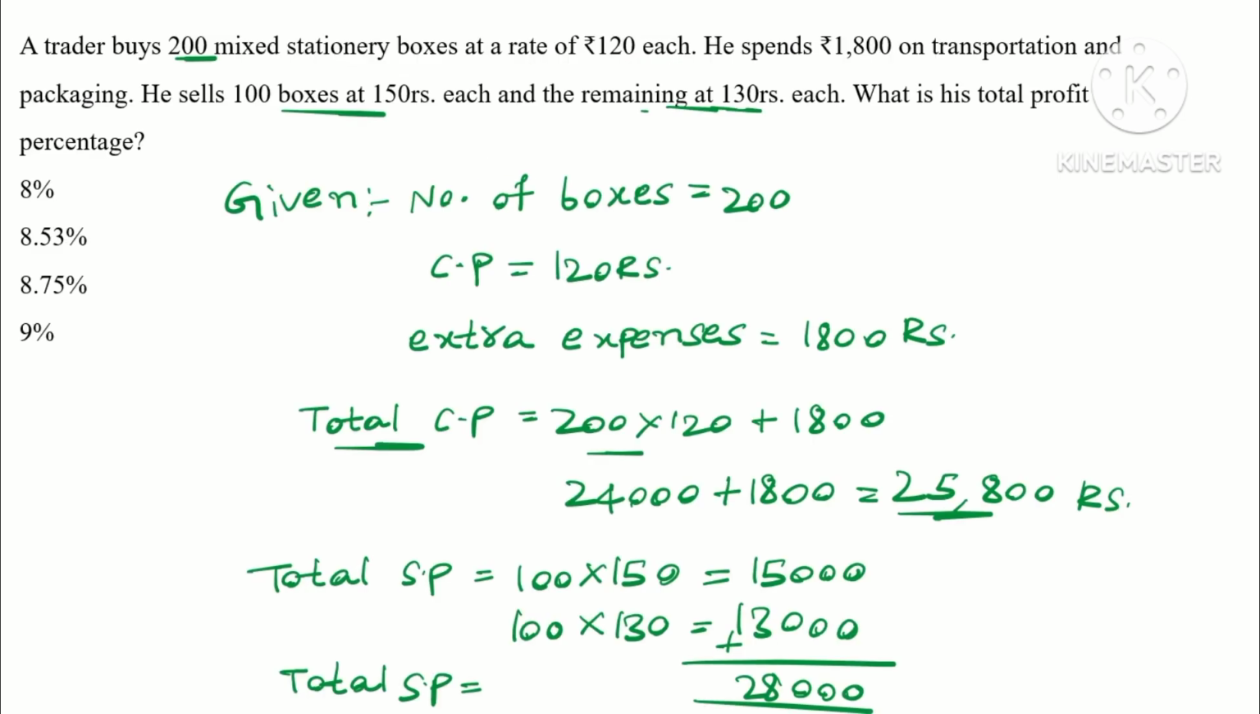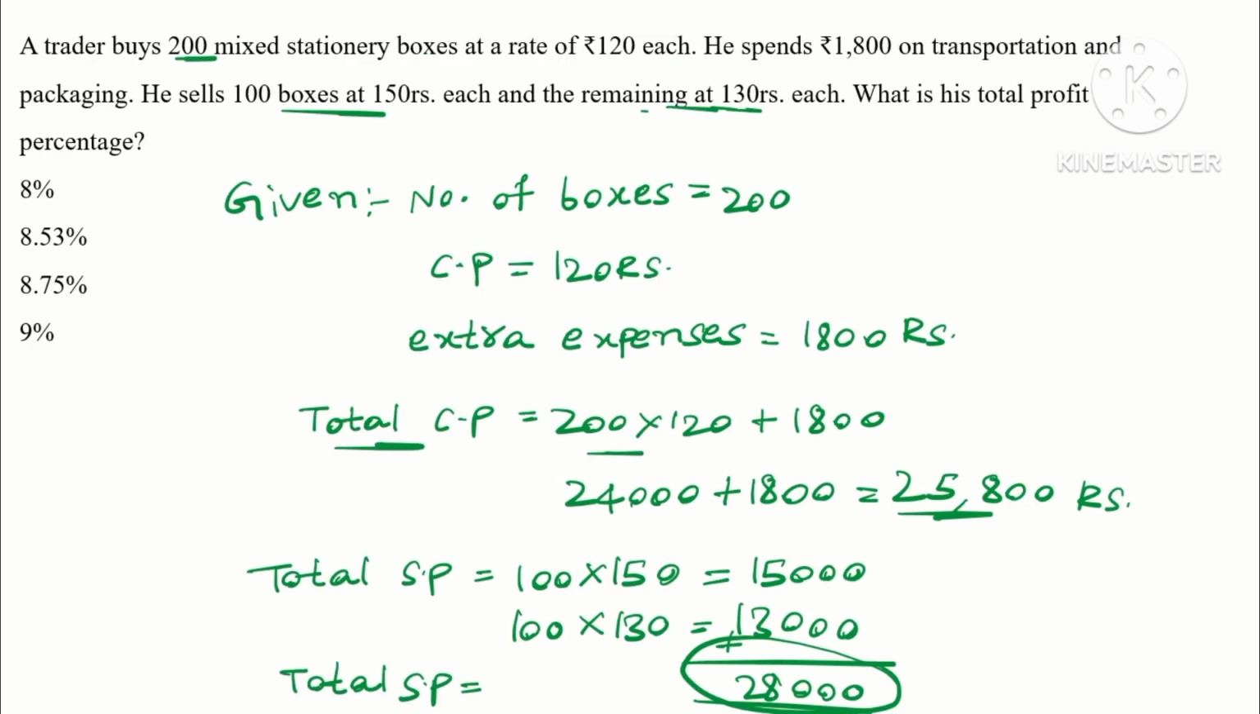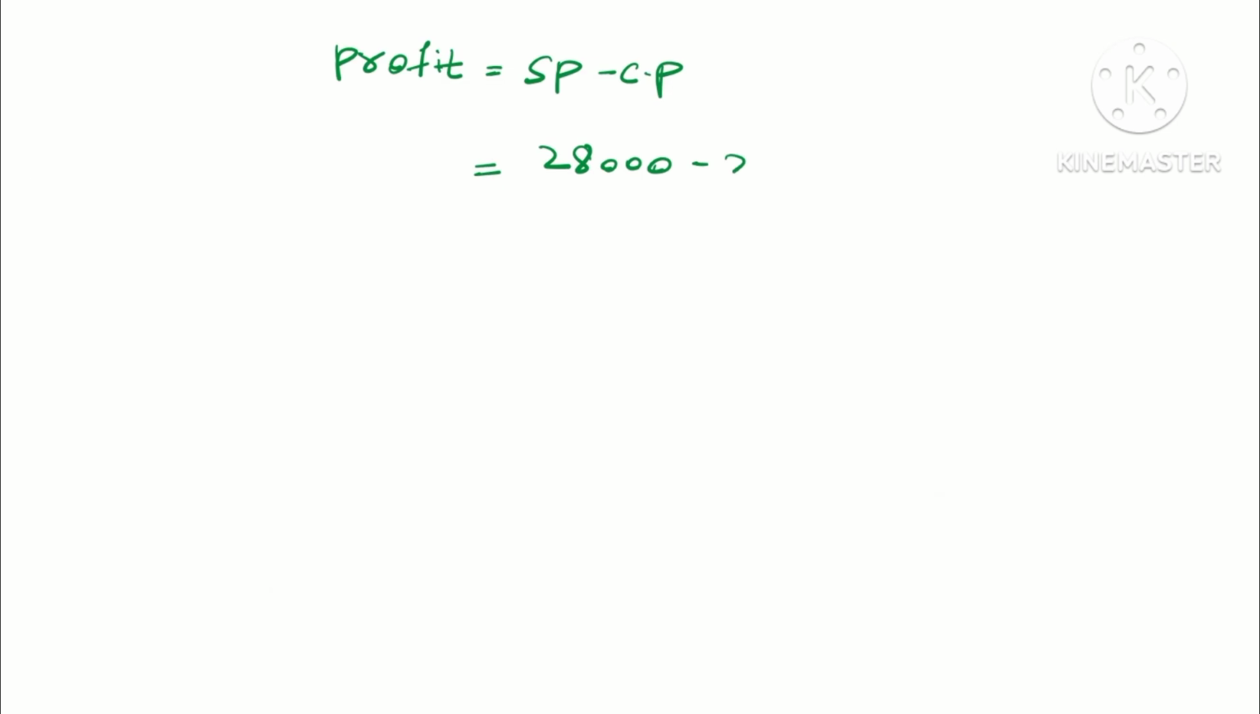We know profit equals SP minus CP. Here SP is 28,000 minus CP is 25,800. So profit is 2,200.